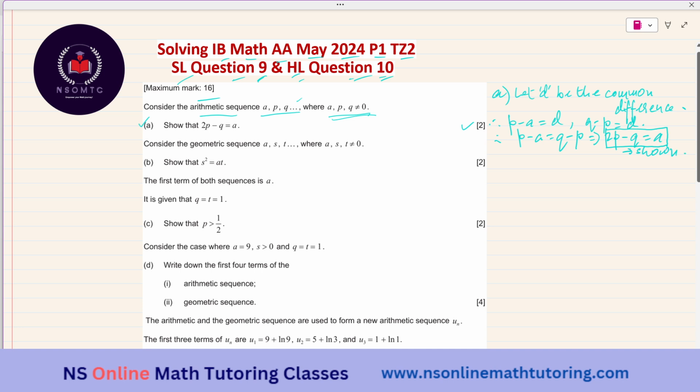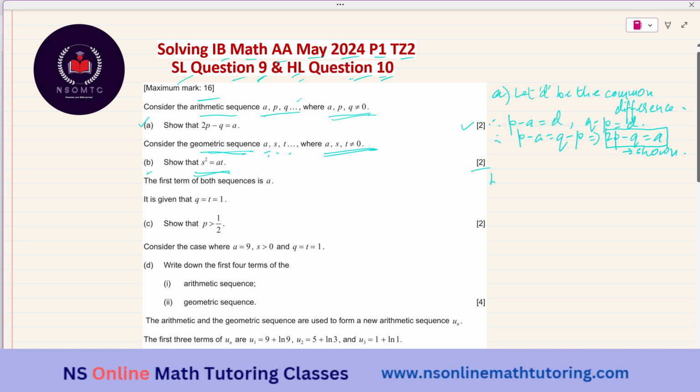Okay. Consider the geometric sequence A, S, T. The first term is the same for both the sequences, where A, S, T are not equal to 0. Subpart B's question is show that S squared is equal to AT, again containing 2 marks.